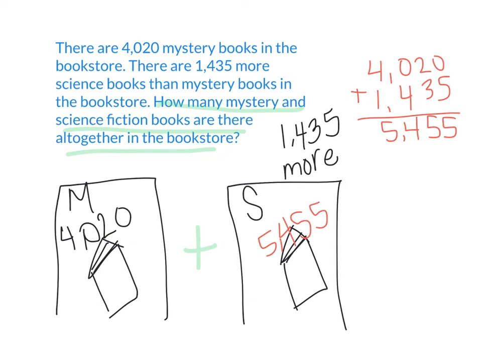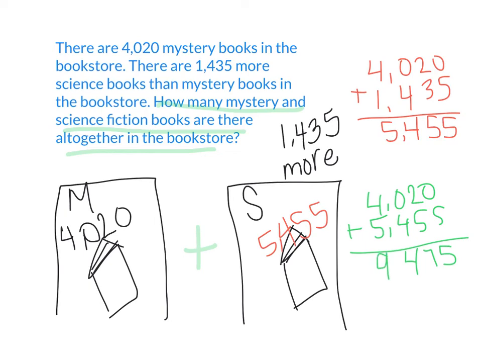How fun. All right, but now we have to solve the problem. How many are there altogether? Altogether. So our plan was to add our mystery books, 4,020, plus our science books, 5,455. All right. Tell me how to add, guys. 0 plus 5 is 5. Yep. 2 tens plus 5 tens is 7 tens. 0 plus 400 is 400. And 4,000 plus 5,000 is 9,000. That's a lot of books.